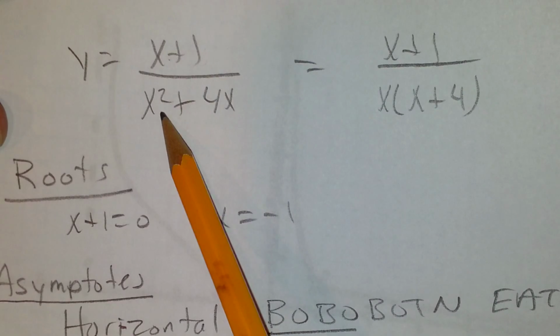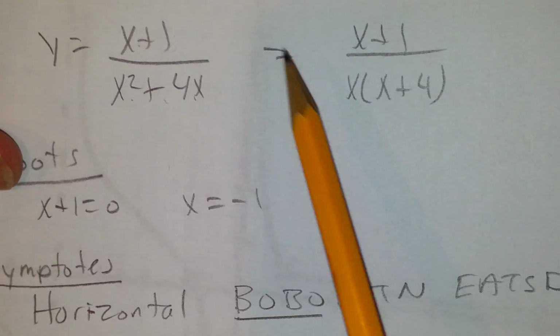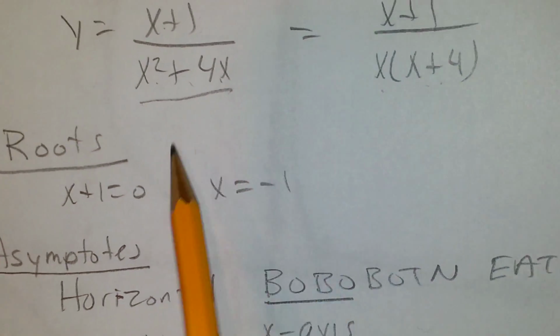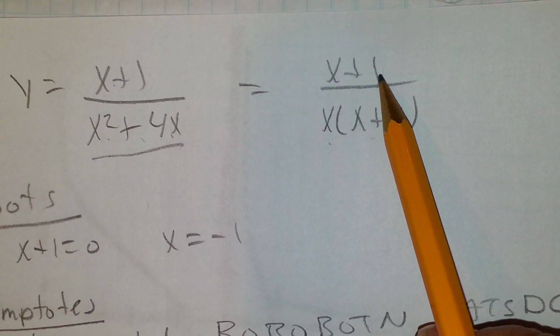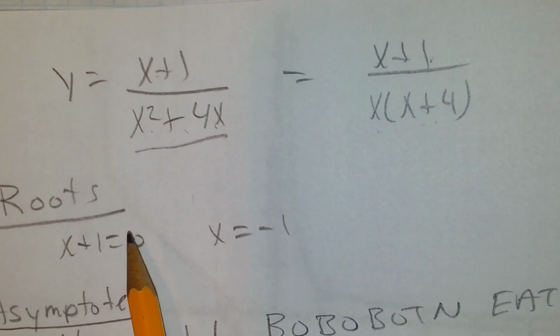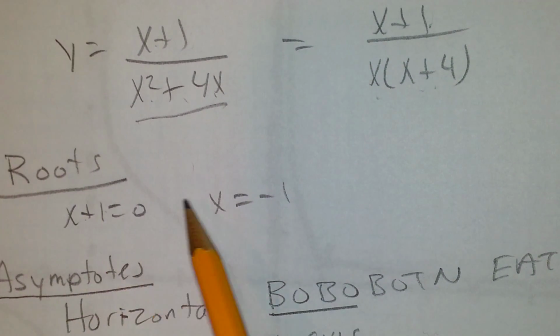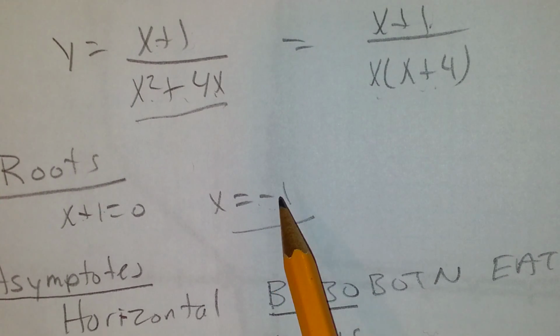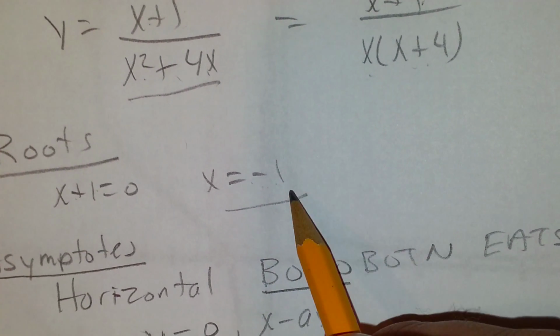x plus 1 over x squared plus 4x. I simplified this. I factored out an x. So my roots are in the numerator, okay? I set my numerator equal to 0 and solve. Obviously, x plus 1 equals 0, then x is negative 1. That's my only x-intercept, okay? And that's important, at negative 1.